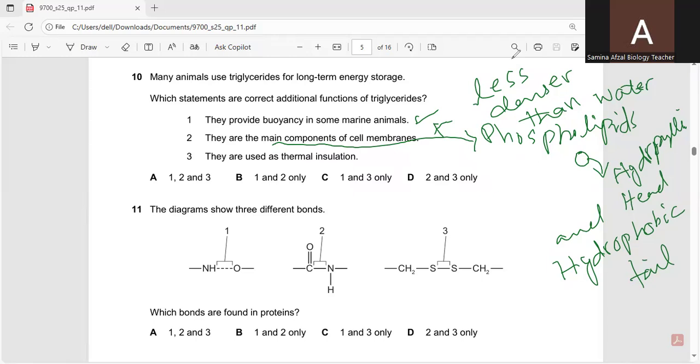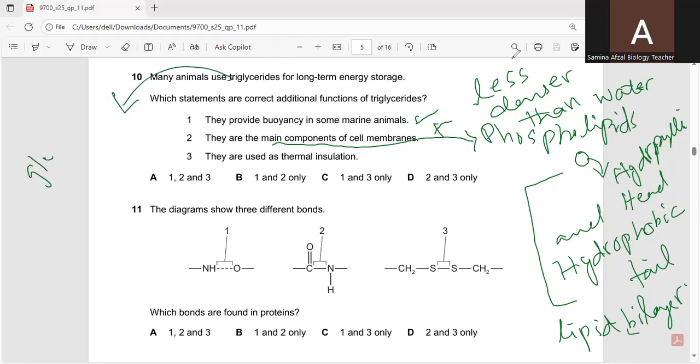And both head and tail, they will make a lipid bilayer, not the triglyceride. And you know, these triglycerides are made up of glycerol plus 3 fatty acids. So according to this, the statement is not correct.